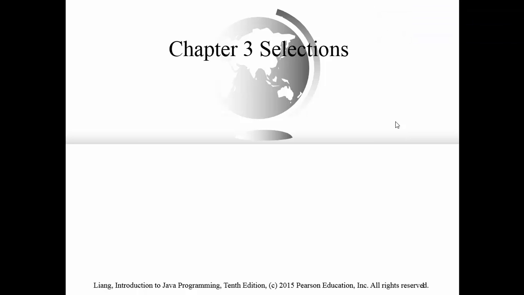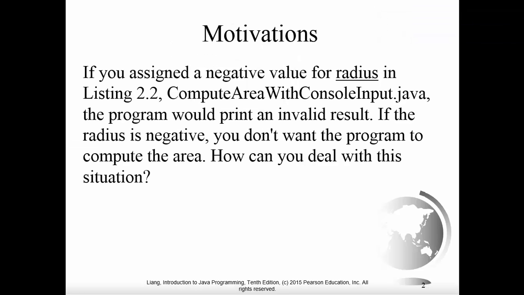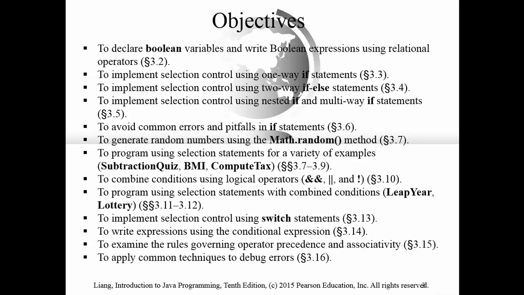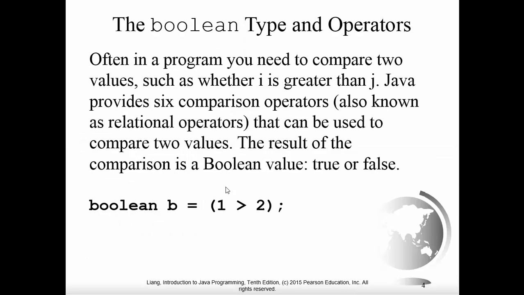I will learn that. All right, for Chapter 3, we're looking at selections, which are if statements. Why are if statements selections? Because I'm selecting which code to execute based on the result of my if statement. Now, here is a motivational slide for you, and they say if you assigned a negative value for the radius of a circle, the program would print an invalid result. If the radius is negative, you don't want to compute the area. So how can we keep things like that from happening? We can use selection statements or if statements to keep that from happening.